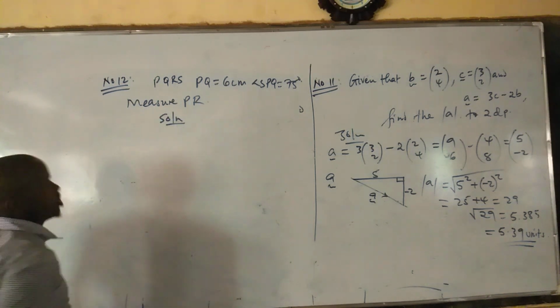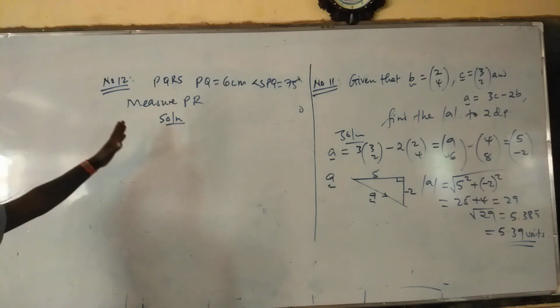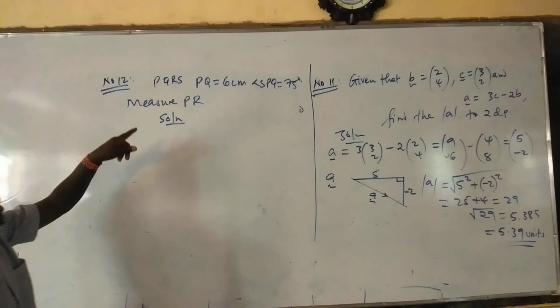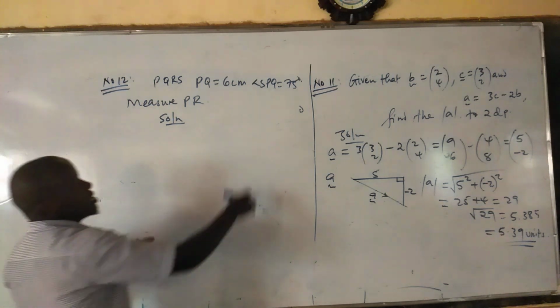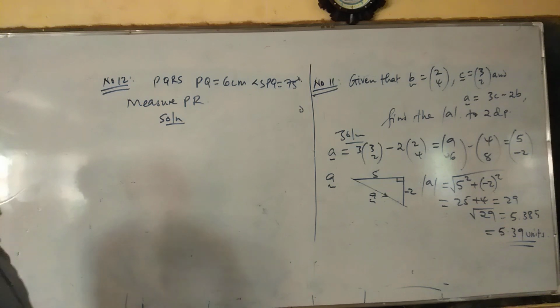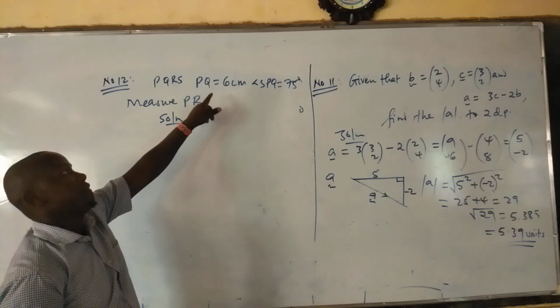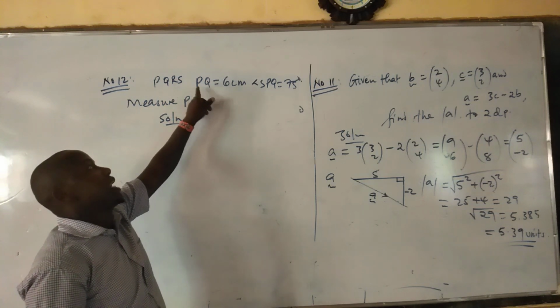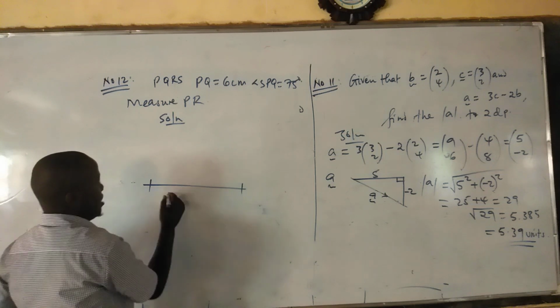Therefore, briefly to sketch what is expected in this question, we should know that a rhombus is a twisted square. Therefore, all the lengths will be 6 centimeters, just like PQ. So the examiner is just giving one side, and it is now upon the learner to know at the back of his or her mind that every other side will just be like PQ.